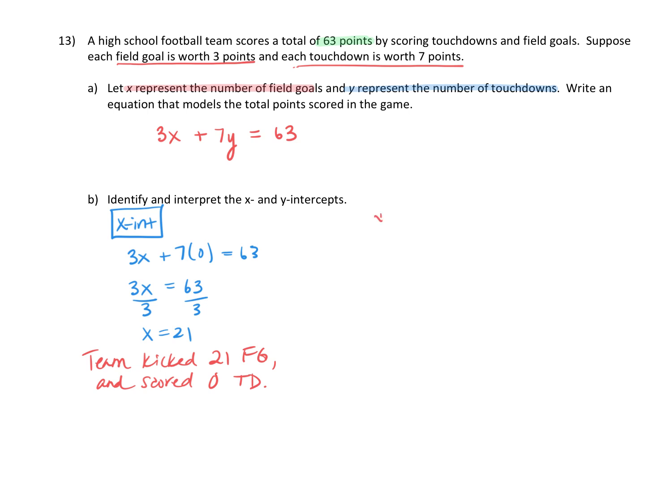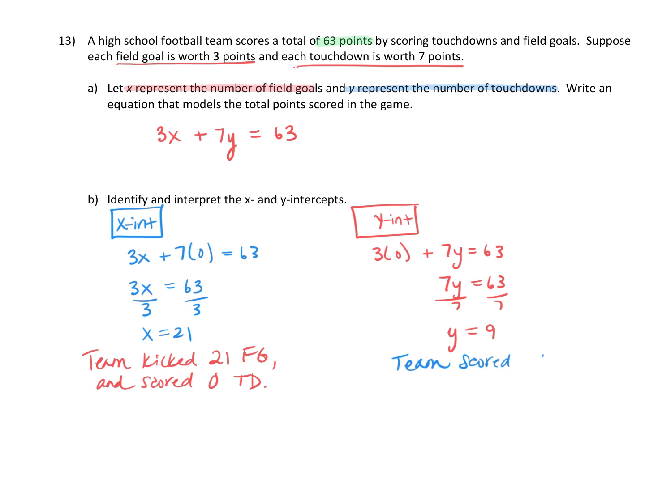All right, how about a y-intercept? So we are going to plug in a 0 for the x, so 3 times 0 plus 7y equals 63. 3 times 0 is 0, leaving you with 7y equals 63. Divide both sides by 7, and you get y equals 9. So what does that mean? That means that the team scored 9 touchdowns and 0 field goals.